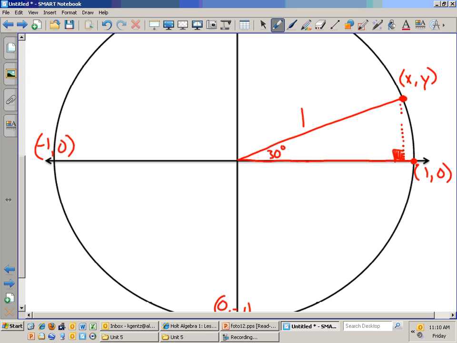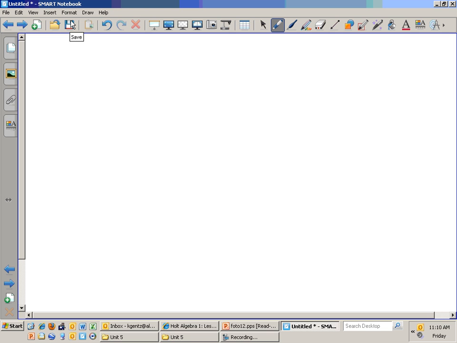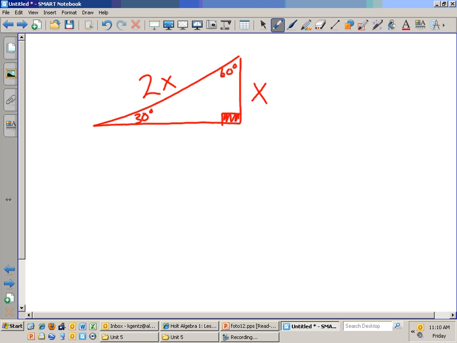This is a 30-degree angle. This is a 90-degree angle. That makes this 60. Does anybody remember the relationship among 30, 60, 90 triangles? Second hour wanted me to write this down, so I will. I don't know if this helps you. If it does, great. 30 degrees, 60 degrees, 90 degrees. If the shortest side is x, then the hypotenuse is 2x, or twice that value, and this would be x times the square root of 3. That's what they wanted me to write down.